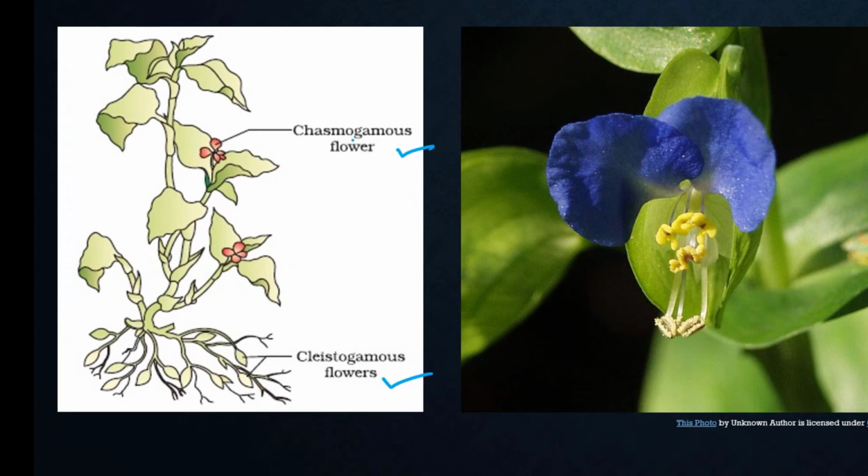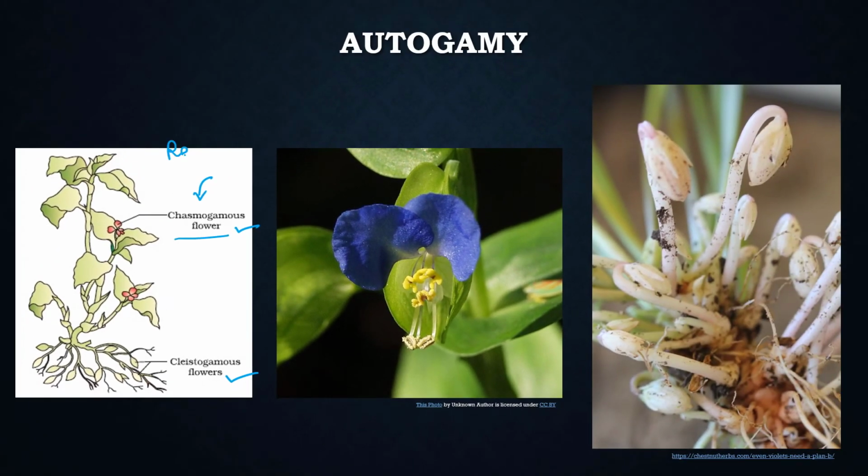Now what you have to keep in mind is the Chasmogamous flower is like the regular flower. What do you mean by regular flower? A regular flower with well exposed stigma and anthers, as you can see in this. This is an example of the Viola plant, and in Viola we are talking about the Chasmogamous flower. These are regular flowers with the anther and the stigma well exposed.